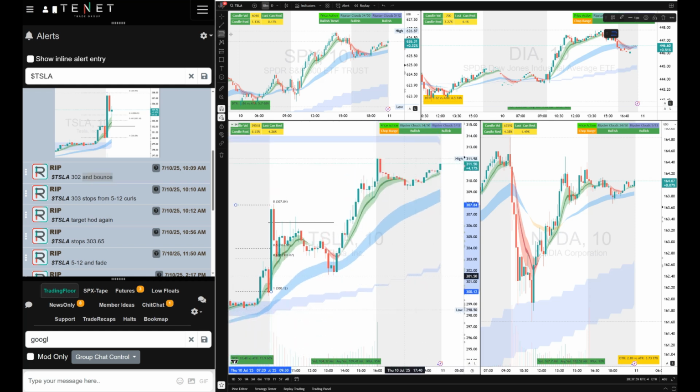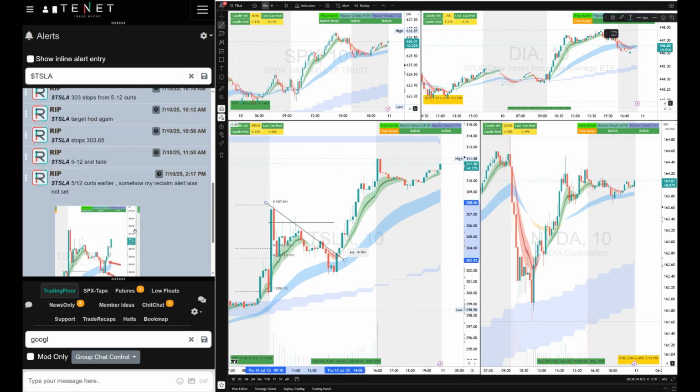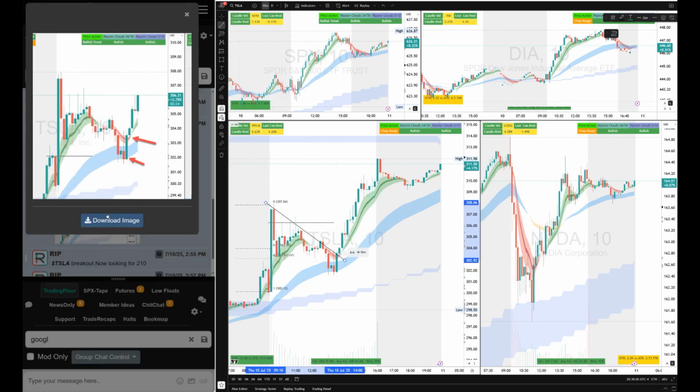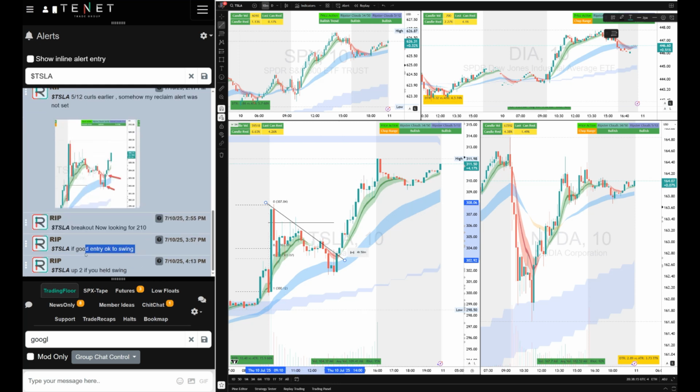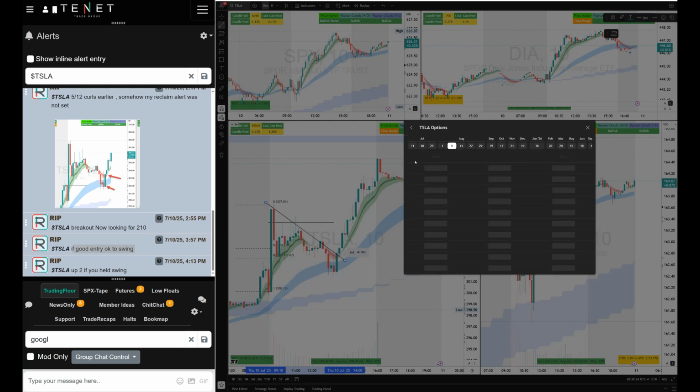Then came the midday repeatable long setup, and that one was pretty epic. 5/12 curls right here, right here, right here. You take the 5/12 curls. My target was 310. I typoed there. I told the traders to swing it, and it's hitting 312 now. So if you took that 302 curl versus 301, your calls went almost 200%.